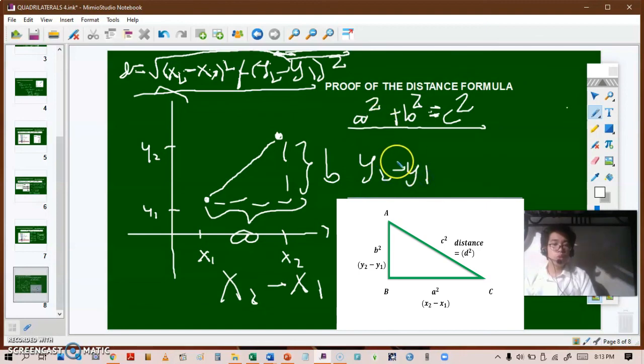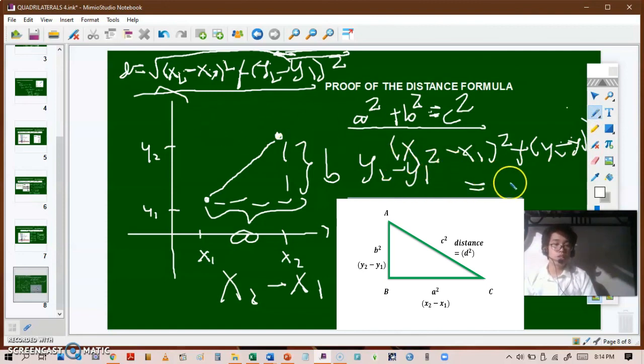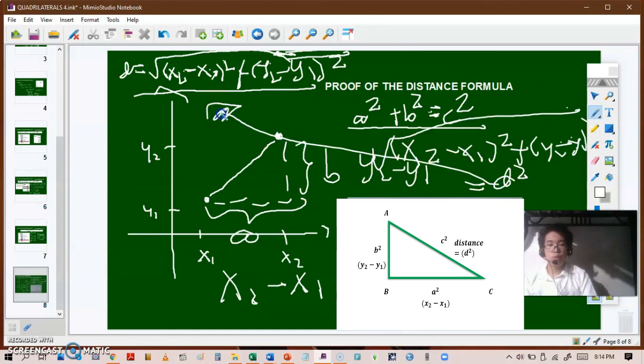If we put that in our equation, the distance x sub 2 minus x sub 1 squared, plus y sub 2 minus y sub 1 squared, is equal to c squared. So what's our c squared? That's going to be the distance, d squared. And since d is squared, you just have to get the square root of this value, and therefore you arrive at the formula right there.